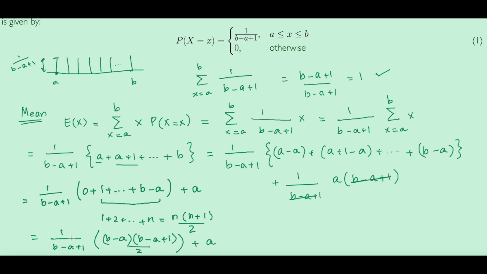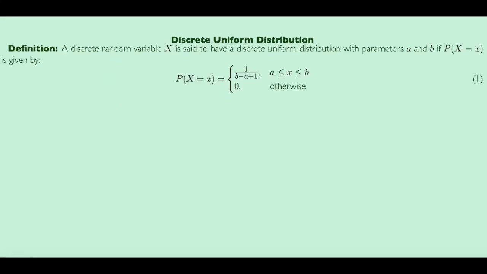Now this b minus a plus 1 cancels out with the b minus a plus 1 in the denominator. So we have b minus a over 2 plus a, which is equal to b over 2 plus a over 2, which is equal to half of a plus b. So this is the mean of the discrete uniform distribution.